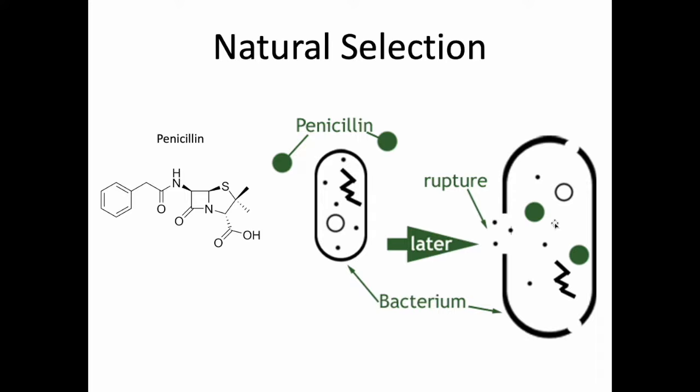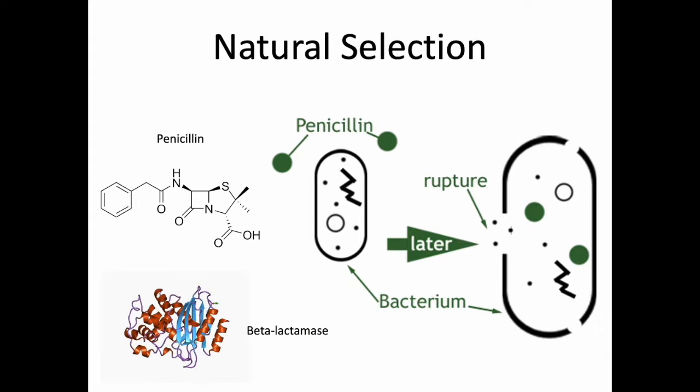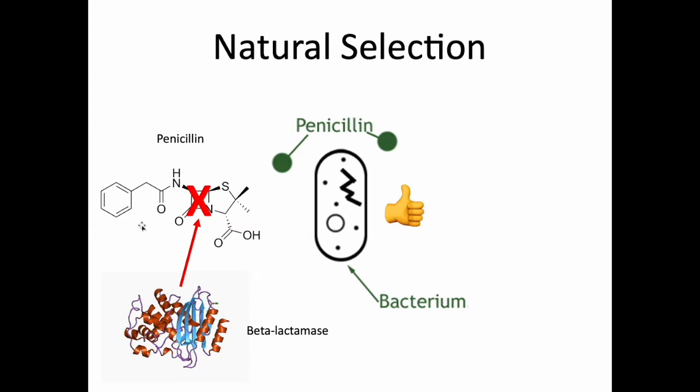So a mutation can come along that creates an enzyme in these bacteria called beta-lactamase. You don't need to know the name of it, but here it is, fun enzyme, whatever. This is created by a mutation. What this enzyme does is it breaks apart this ring in penicillin. So if penicillin is broken apart right here, it is no longer able to do its thing.